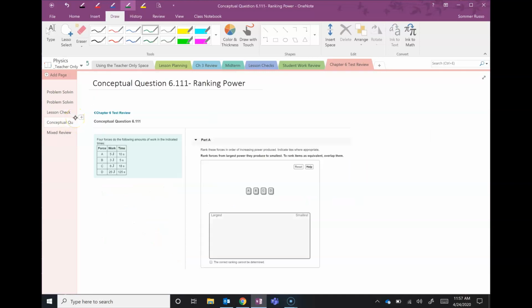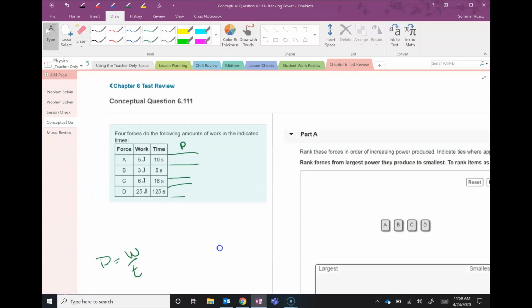All right, this question we are looking at 4 forces and then do work, right? And we want to know which one has increasing power. So we're going to go largest power on this side, smallest power on this side. So power we know is work divided by time, right? And we're going to look at the fact that it's going to be joules per second. So we're taking this column and dividing it by this column. Let's actually zoom in further so we can see better.